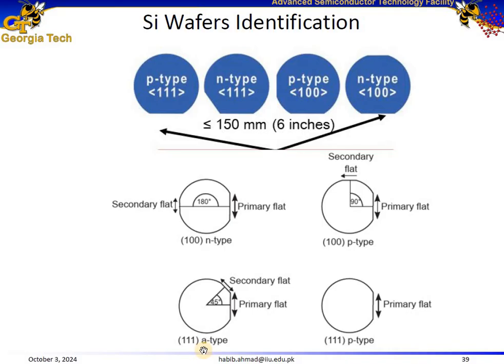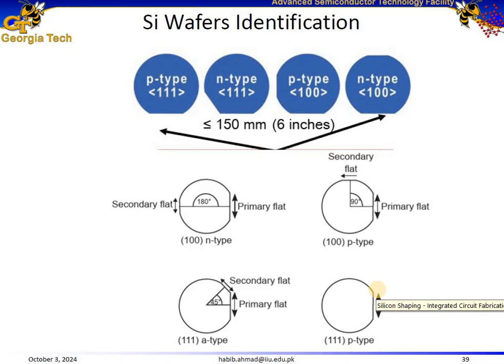By the way, this is a typo. It's not A-type, it's N-type. So make a correction over here, please. So silicon 111 N-type has a secondary flat which is located at 45 degrees relative to the primary flat. Then silicon 111 P-type wafer only has the primary flat. It does not have the secondary flat. And only the primary flat is used to identify the wafer with no secondary flat, simplifying the identification.